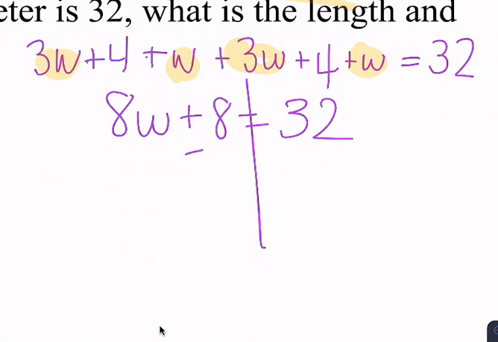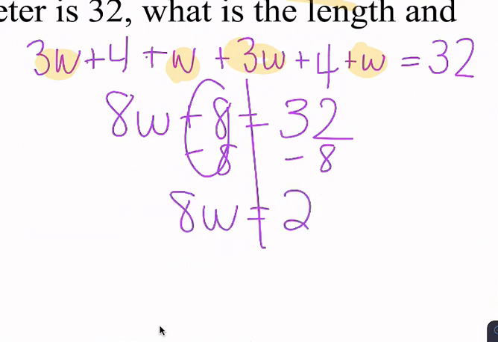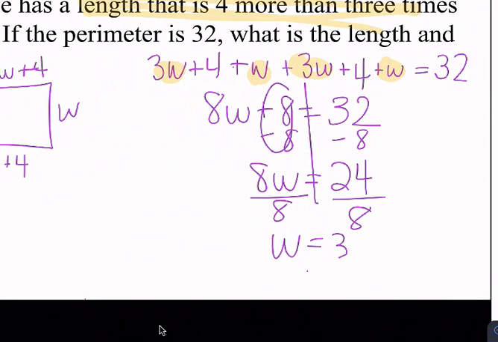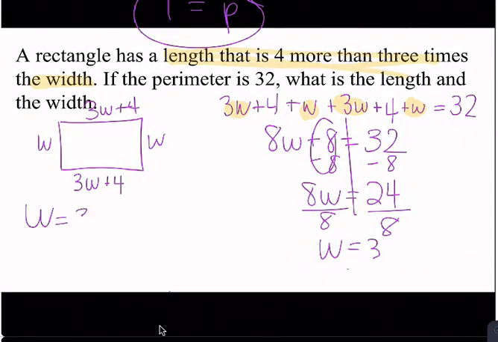I can just solve. I want to subtract 8 from each side. And I get 8w equals 24. If I divide each side by 8, I get that 1w is going to be 3. So my width is 3. My length is 3 times 3 plus 4. So that'd be 9 plus 4, which is 13.